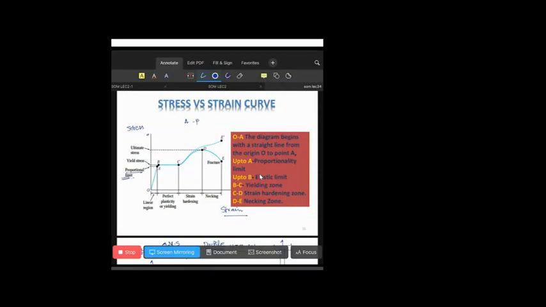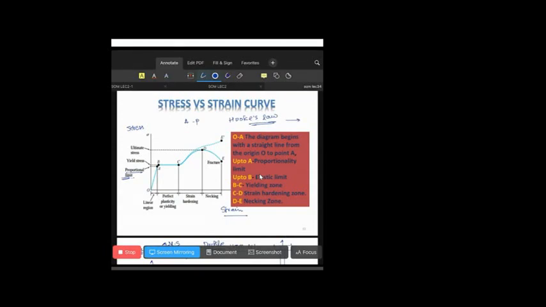It means the material will regain its original shape and size. Your stress will be directly proportional to strain. If stress is directly proportional to strain, what does it mean? Whatever the deformation will be, your deformation will be proportional to the load applied.